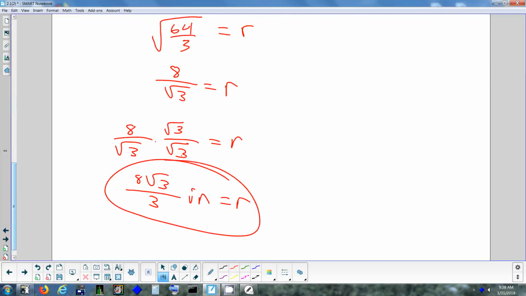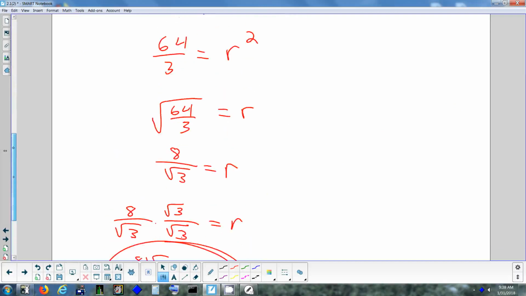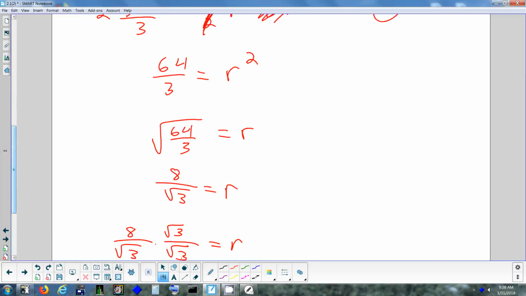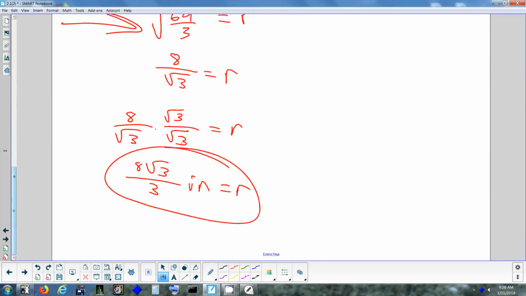Okay, so 8 square roots of 3 over 3 inches. If they wanted the answer as a decimal, then what I would have done way back at this step is I would have just typed that into my calculator right there. But if they don't want it as a decimal, that's how you have to do it. Any questions on that?